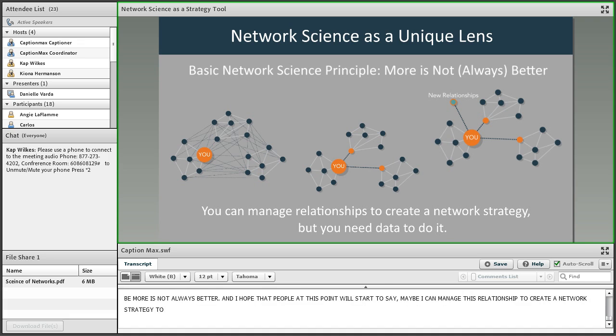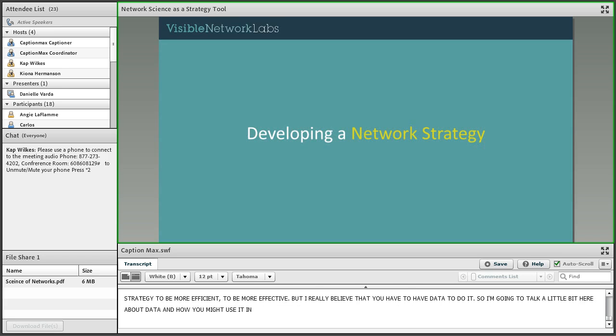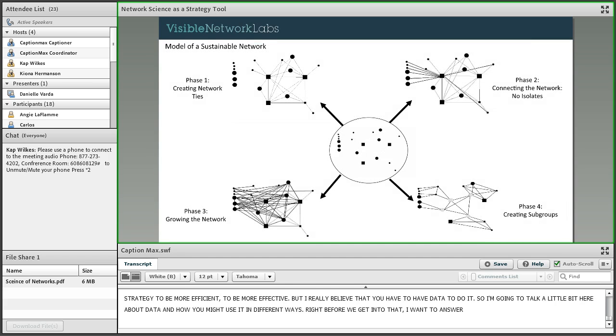And it's really neat, and I hope that people at this point will start to say, wait, maybe I can manage these relationships to create a network strategy, to be more efficient, to be more effective. But I really believe that you have to have data to do it. So I'm going to talk a little bit here about data and how you might use it in different ways.